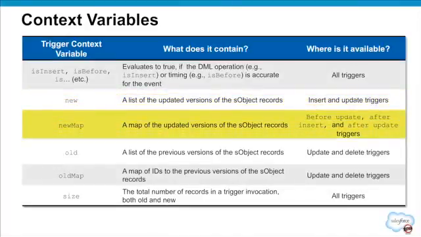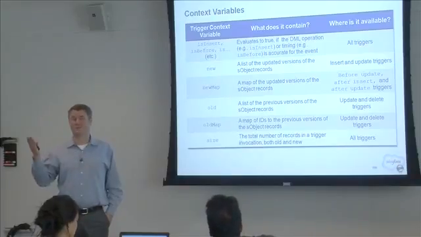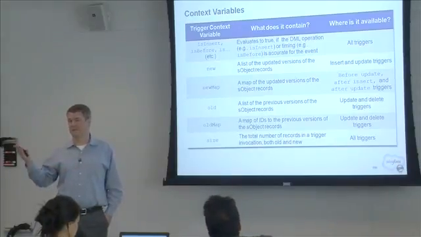Trigger.newMap, it's available in before update, after insert, and after update triggers, and this represents the new copy of the record in a map where the key is the ID of the records. Trigger.newMap does not exist when we're doing a before insert. Why does Trigger.newMap not exist in a before insert? There's no ID to use as our key. Why does Trigger.new not exist in a delete? There's no new version of the record. We're only deleting the old version of the record. Very good. Okay.